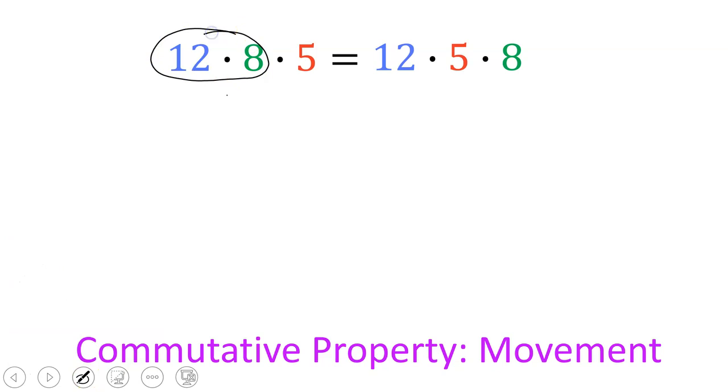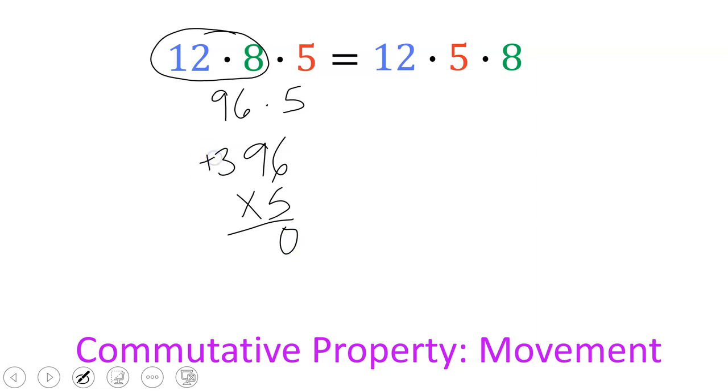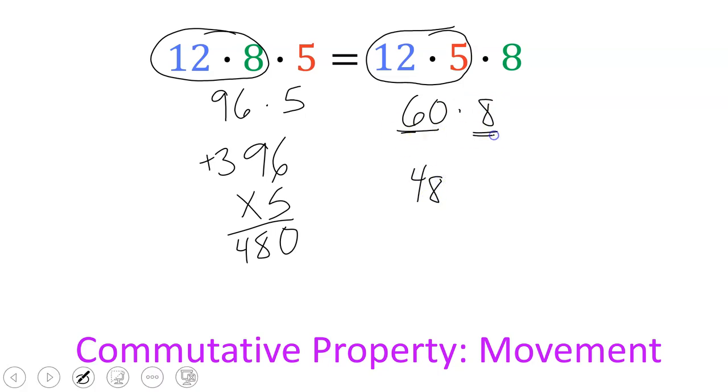12 times 8 gives us 96, and 96 times 5, that might be difficult to do in your head. 6 times 5 is 30, 9 times 5 is 45, plus the 3 gives us 48, so 480. I think it would be easier to change the order of the numbers and multiply the 12 by 5 first, and then multiply by 8. 6 times 8 is 48, so I know that 60 times 8 is 480. Changing the order just makes it easier for me to do this problem in my head. So think about the commutative property of multiplication. It's all about movement, changing the order of the values.